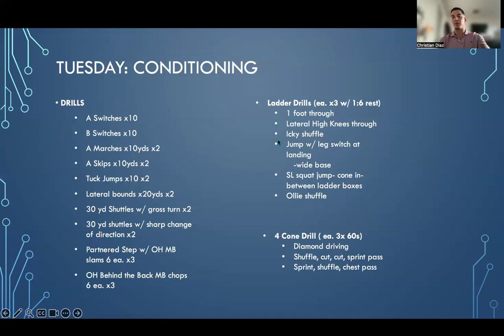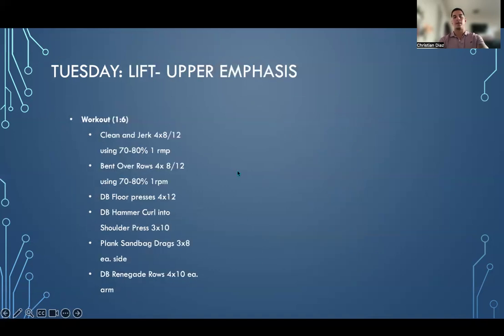They're all going to be done 3 times with a 1:6 work to rest ratio. Some examples of those are the icky shuffles, the ollie shuffle, single leg squat jumps. We will also add some cone drills for the conditioning day. And for the weight training portion, we would do upper body emphasis with the 2 main exercises being clean and jerks and bent over rows.